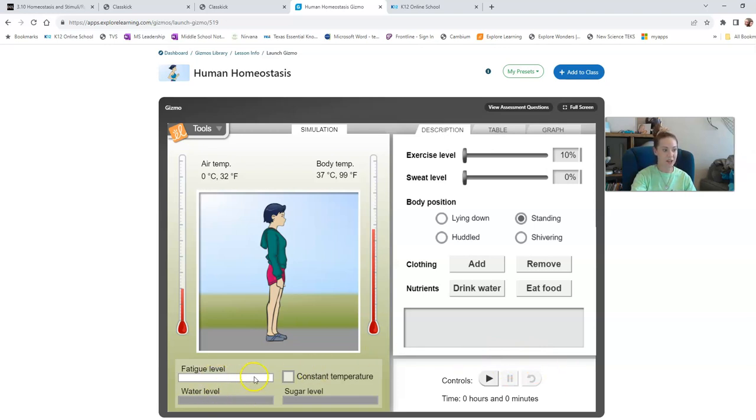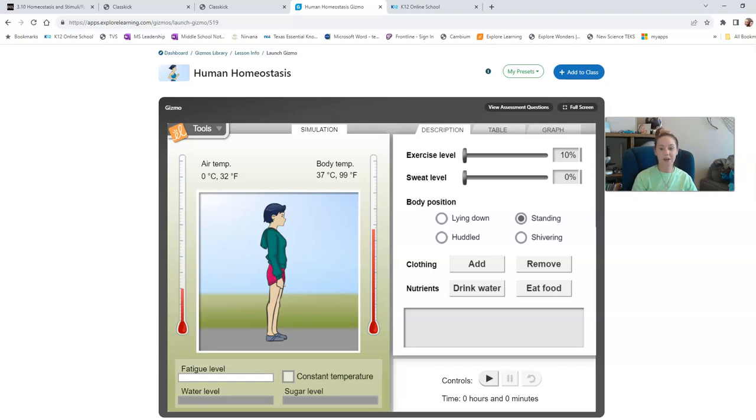Watch what happens down here to the fatigue and the sugar levels when she becomes too cold or even too hot, okay? So remember that we don't want her to become too hot, right? Because if she's doing exercise and the air temperature becomes too warm, we don't want her to overheat. So again, there's a lot of controls, a lot of things here that will work in conjunction to keep someone in homeostasis. So feel free to manipulate those controls as well.